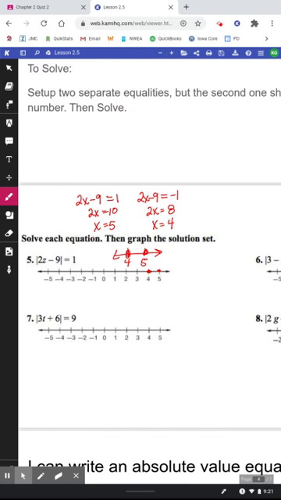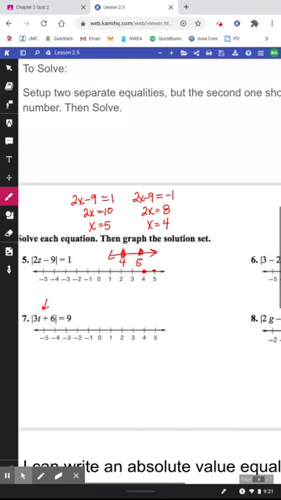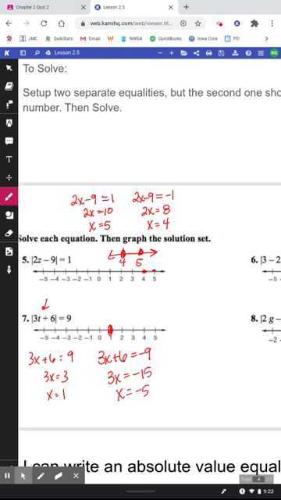On the second one, the two things that I could put into here to get out 9 would be 9 and negative 9. So I'm going to set up 3x plus 6 could be 9, or 3x plus 6 could be negative 9. Subtract the 6 to both sides would give me 3. Divide by 3 would give me 1. Subtract the 6 over here would give me negative 15. Divide by 3 would give me negative 5.